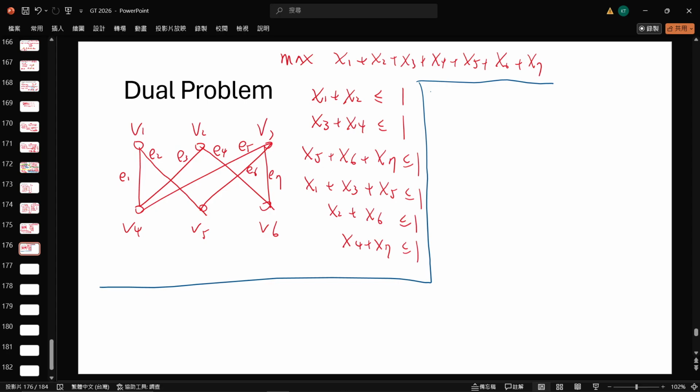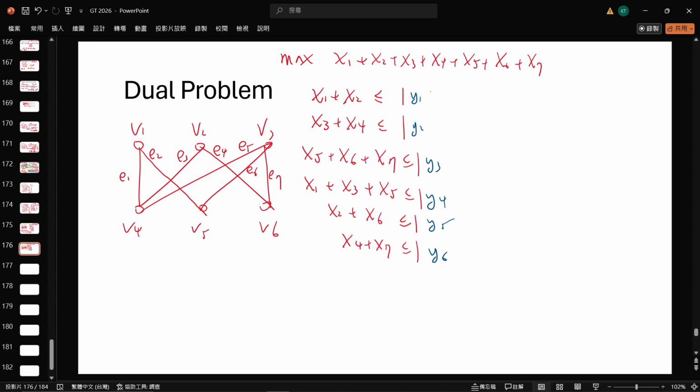So the first step for this primal-dual transformation is always to create the dual variables. We have one dual variable, that is a weight, for every constraint here. Because we have 6 constraints, we have 6 dual variables: Y1, Y2, Y3, Y4, Y5, and Y6.